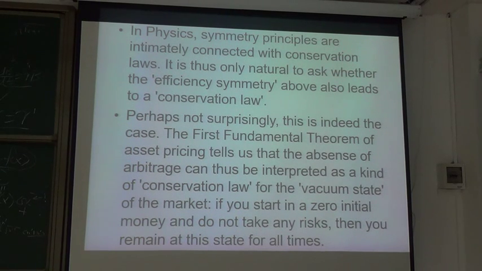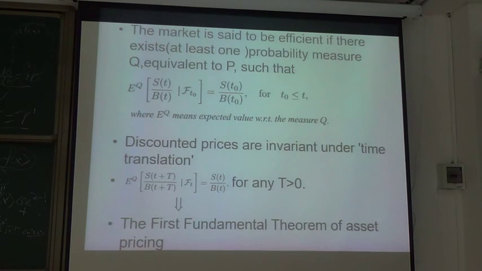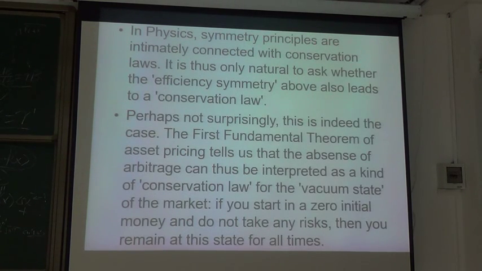And symmetry principles are intimately connected with conservation laws. It is thus only natural to ask whether the efficiency symmetry, just like the time transformations, makes sense for the discounted prices, and whether the efficiency symmetry above also leads to a conservation law. Perhaps not surprisingly, this is indeed the case. The first fundamental theorem of asset pricing tells us that the absence of arbitrage can be interpreted as a kind of conservation law for the vacant state of money. If you start with zero initial money and do not take any risks, then you will remain at this state for all times.